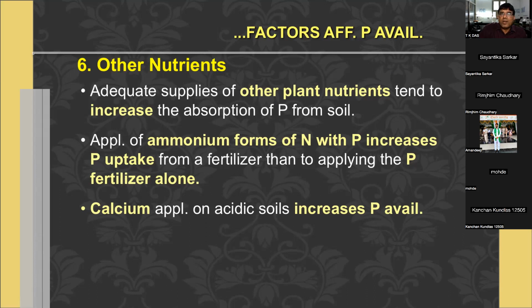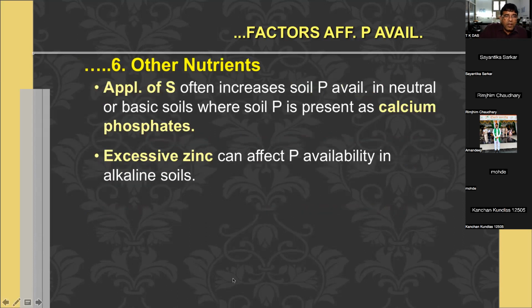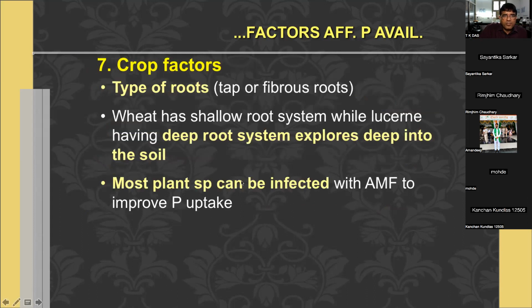Similarly, if you have alkaline soils and you add sulfur to the soil, it will interact positively with the phosphorus and increase its availability. So you can see the interaction of nutrients is many times pH dependent. Application of sulfur often increases soil P availability in neutral or basic soils. Excess zinc can affect P availability in alkaline soil.